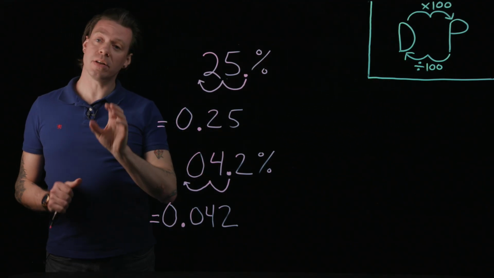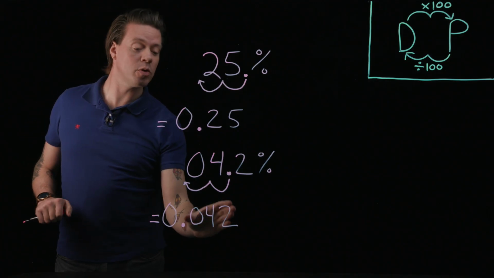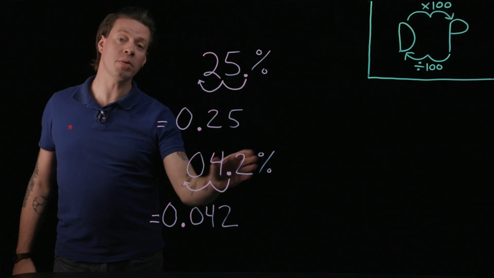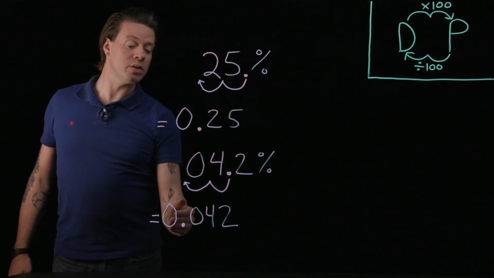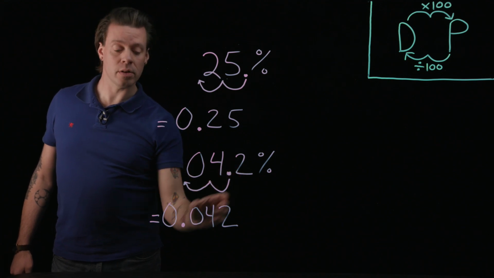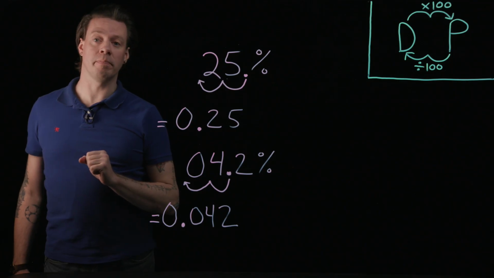And one thing that's a little tell at the end to know that we've done this correctly is that the decimal form always seems like it's smaller than the percent form. Remember, these are equivalent. This is 4.2%, and it is equal to 0.042. But the 4.2 in the percent version looks bigger than the 0.042 in the decimal version. And that's it.